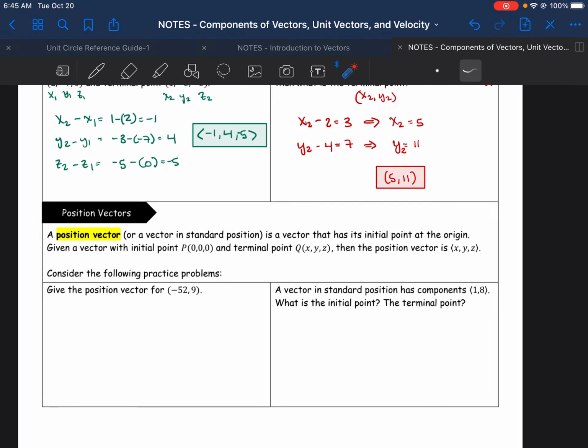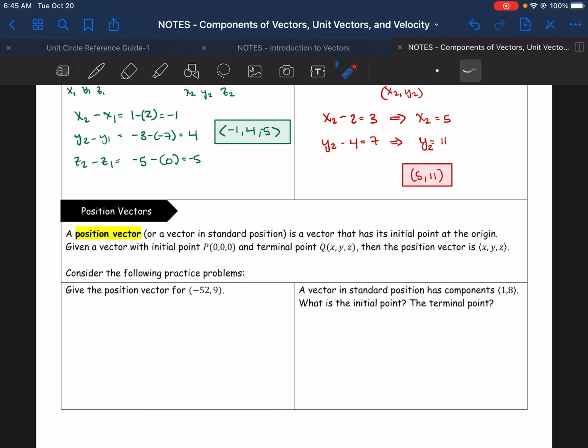All right, let's talk real briefly about position vectors. A position vector, or a vector in standard position, is a vector that has an initial point at the origin. Given a vector with initial point P (0, 0, 0) and terminal point Q (x, y, z), then the position vector is simply <x, y, z>. Let's consider these practice problems.